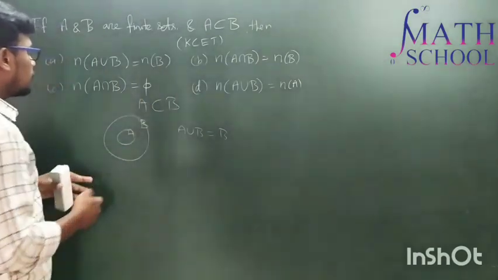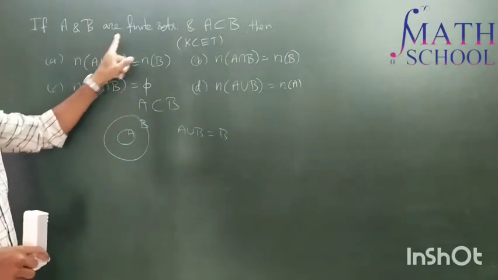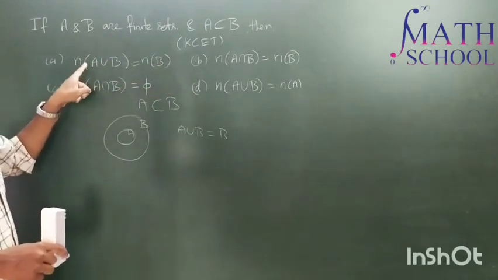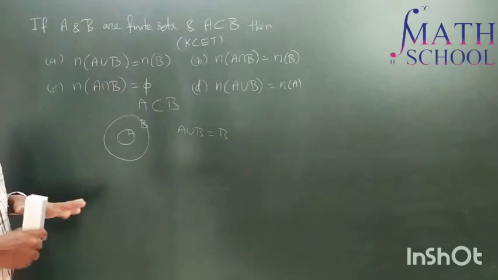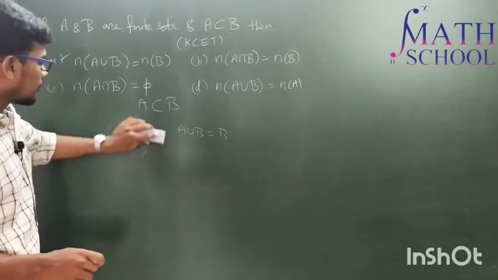Here itself I think it works. A union B itself is B. So N of B is equal to N of B. That is, N of A union B is equal to N of B. So I think this is the right answer. Let us check the other options.